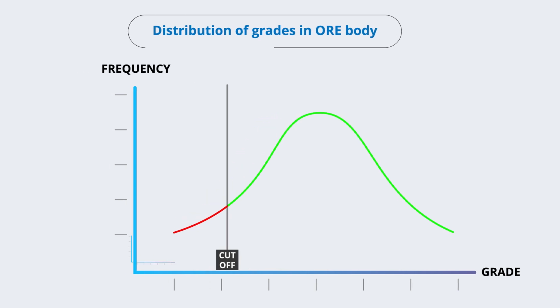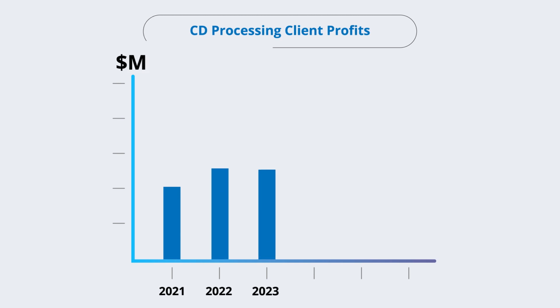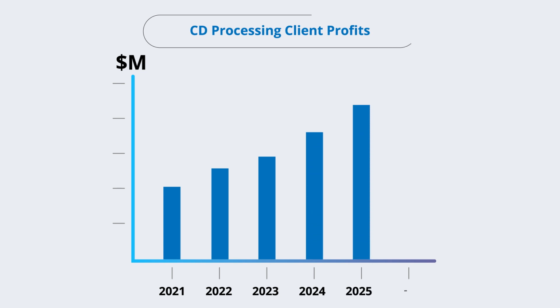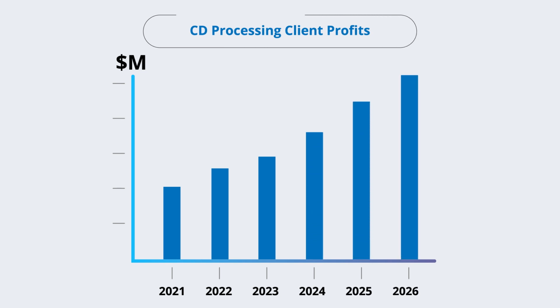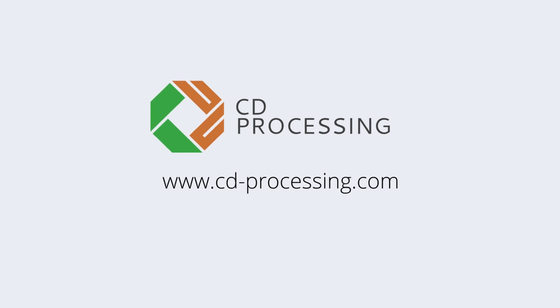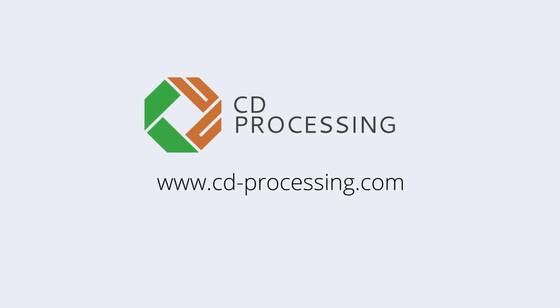CD Processing has already recovered millions of tons of profitable copper ore for our clients, which would otherwise have gone to waste. Our clients have also been able to utilize the inert byproduct as a building aggregate and a new revenue stream. CD Processing is using cutting-edge analysis and data to boost copper mine profitability and reduce waste and production costs.